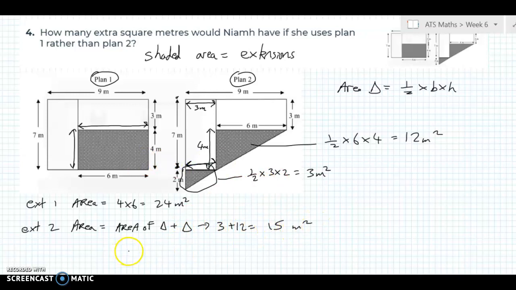So we're going to get our 24 from plan 1, take away the 15, and that leaves us with 9. She'll have 9 square meters extra in her extension if she goes for plan 1.